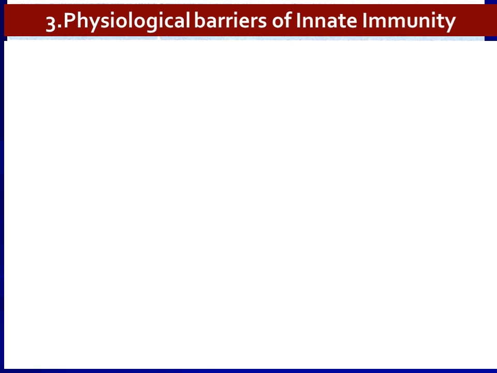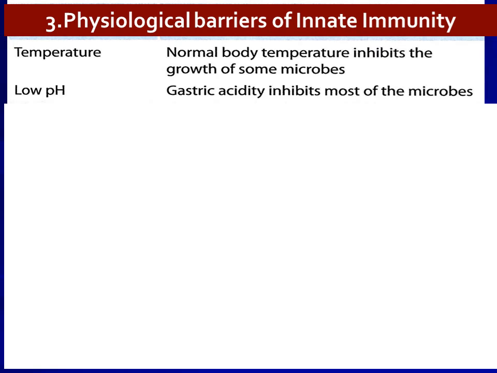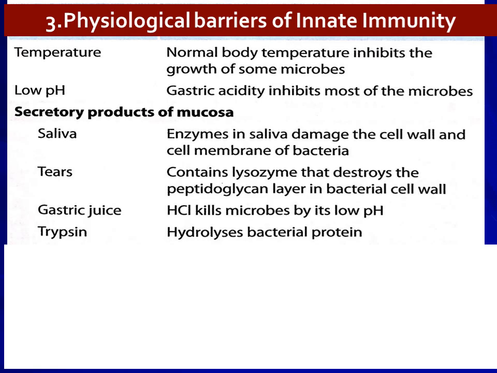And other physiological barriers of innate immunity are the temperature. Normal body temperature inhibits the growth of many bacteria. The body temperature is around 37, whereas these microorganisms will grow best at 27 or at 30 degrees centigrade. And gastric pH, gastric acidity, inhibits most of the microorganisms.